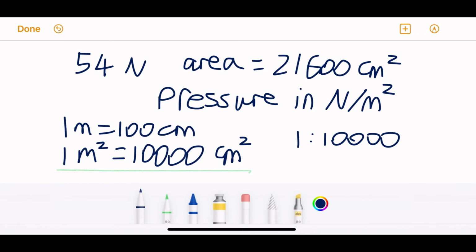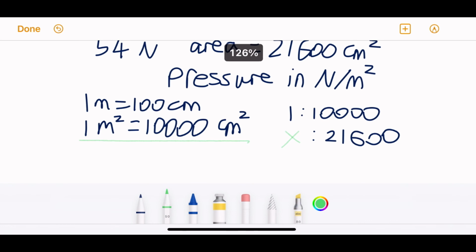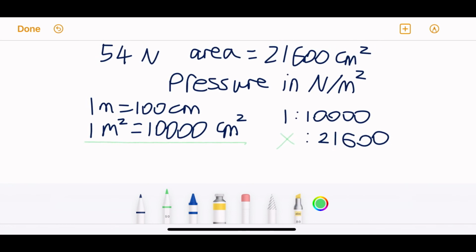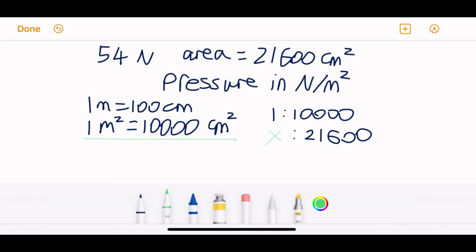To something to 21,600. So we need to find this number. Let's get this number to be x. So now, in order to find x, we're just going to do some division and multiplication. What we're going to do right now is to use the ratio 21,600. And I'm going to divide that by 10,000, right? And I'm going to multiply that by 1. So it makes no difference. That will give me the value of x. Therefore, I'm going to use my calculator again. Divided by 10,000. Right. And then I will get x to be 2.16. And now that's converted into meters squared.